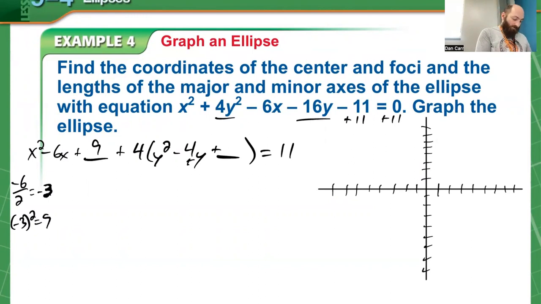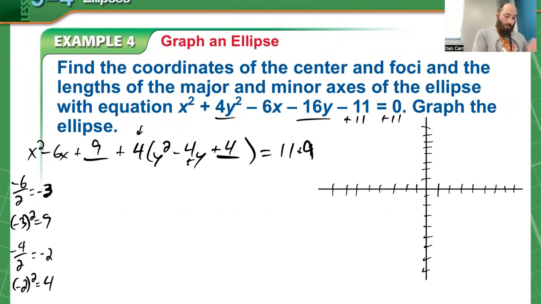Over here, I've got -4, so -4 divided by 2 is a -2. -2 squared is a +4, so I'll put a 4 here. This time, though, here's where some of the challenges come in. Because of the 4 that I had to factor out originally, I'm going to add the 9 still to both sides, but I'm not going to add 4 here. I need to do 4 times 4, so I'm going to add 16 to both sides. It's a little bit goofy, but that's the idea here.